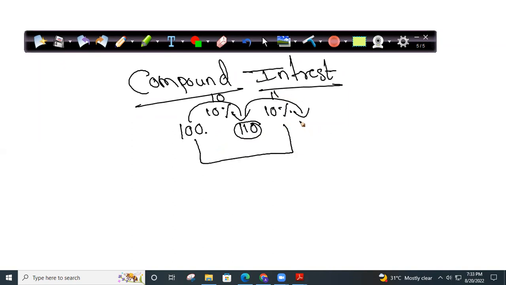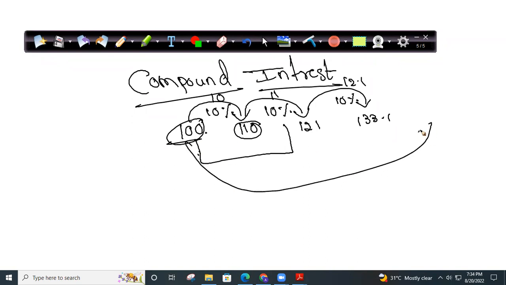110 and 10% is 11, which is 121. On this again 10%, which is 12.1, which is 133.1, and so on. You understand, right? So this is called compounding. On the net amount, if you are calculating the value, it is called compound. Now, compound interest: we have a formula for compound amount. Suppose you want to know how much this 100 becomes after 10 years, at 10% compounded annually.